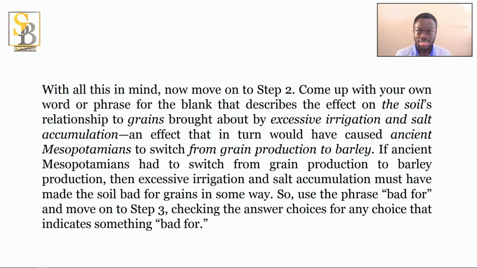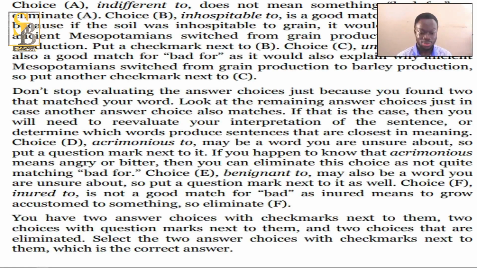So like I said, the same approach as text completion. So comparing and looking for clear transition words, you come up with your own word. Like I came up with "bad for," so they are also coming up with "bad for." Afterwards, you compare that with the words there. Choice A, indifferent to, does not mean something bad for, so eliminate it. Choice B, inhospitable to, is a good match. Inhospitable to grains, so it's a good match for "bad for."